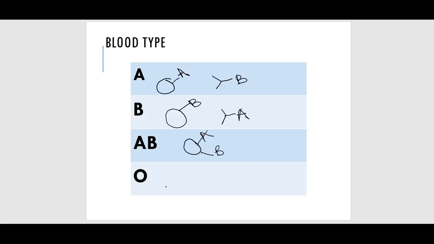Finally, type O blood. Type O blood, remember we said, does not have surface antigen A or B. Okay, it's lacking both of those. However, the blood does have antibodies against both A and B. Okay, so if you have type O blood, you have antibodies that will attack A and B because neither one of those is self. Now, those are the basic blood types.